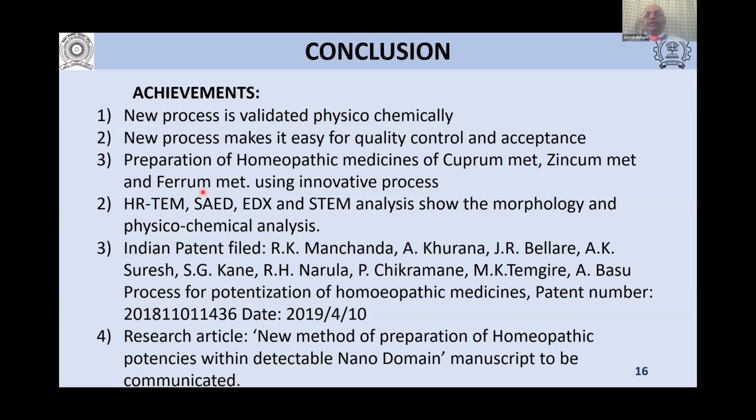We have shown this for metallic medicines such as cuprum met, zincum met, and ferrum met, which I've shown you in the images earlier. We've shown that the HRTEM images, both bright field, dark field, the selected area diffraction pattern, and the energy dispersive X-ray patterns, as well as the scanning transmission electron microscopy, which shows the distribution of each of these elements within the nanoparticles, show that there is morphological and physicochemical equivalency within the system.